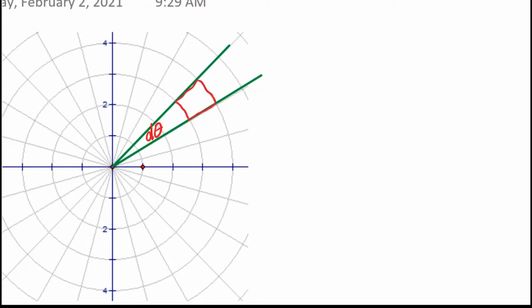That is approximately a rectangle now, isn't it? Okay, so this side, we'll call it dr. Tiny little movement in r direction. And this is not d theta, because d theta means on a unit circle, that much is d theta. You know what I'm saying? So how much is this?